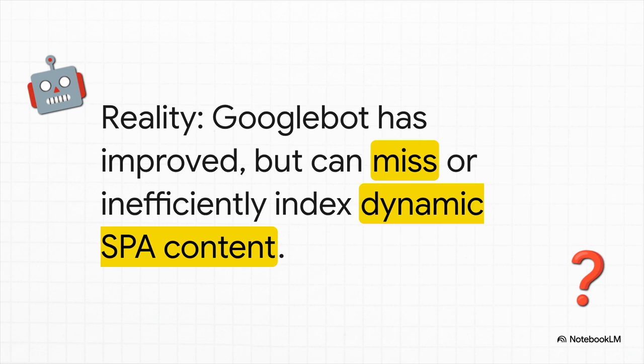It can easily miss content that only shows up after a user clicks on something, or it might just decide that crawling your dynamic content is too much work and move on. With an MPA, you just completely remove that risk. All the content is right there, up front, in plain sight. You're not leaving your visibility up to chance.